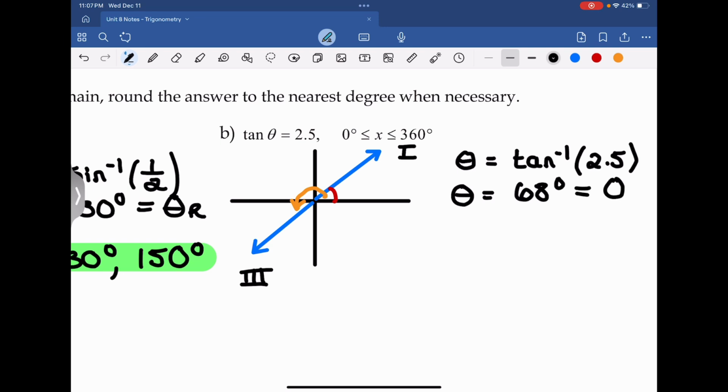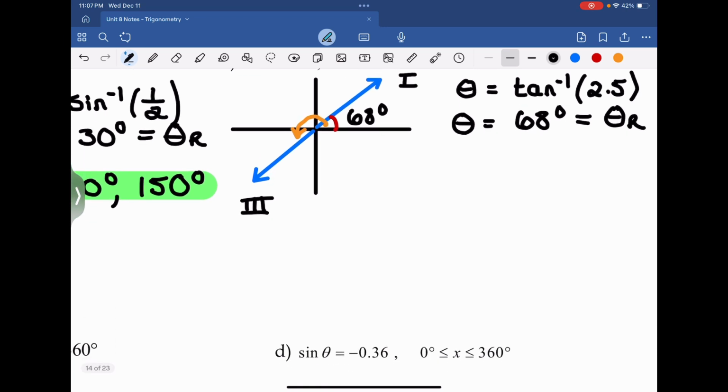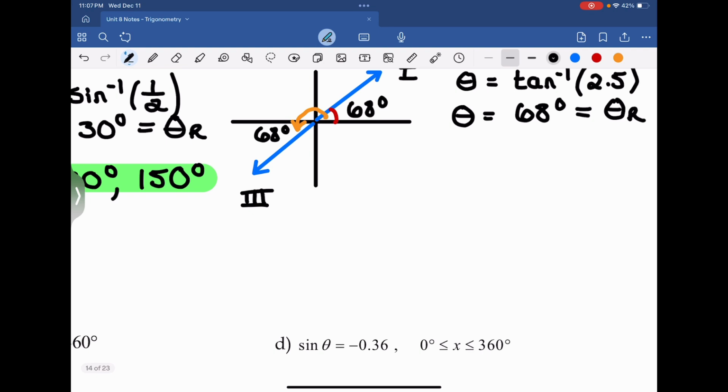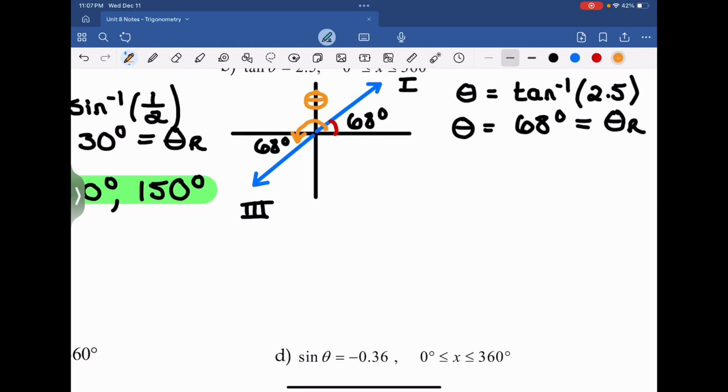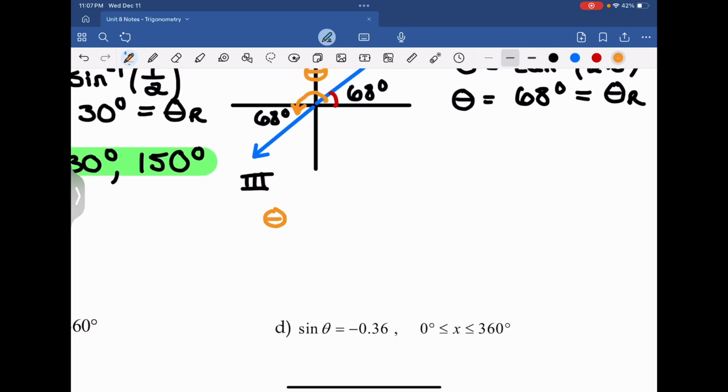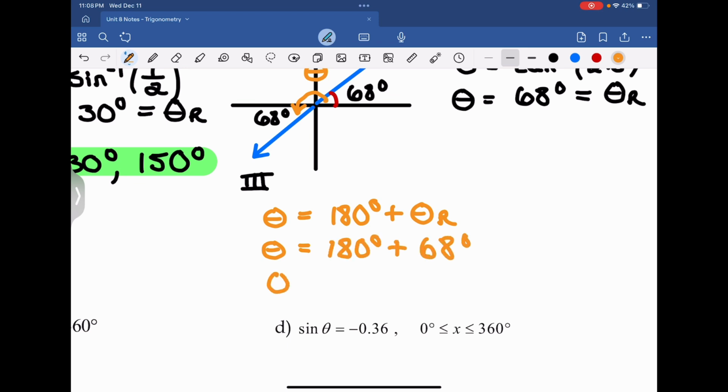Now, this is also equal to our reference angle, because that's referring to it being in quadrant 1. So we have 68 degrees, which is here. That's going to be our first solution. To get the second solution, if we also know that down here is 68 degrees, to get the full rotation that is the one in orange, we're going to go theta is equal to 180 plus the reference angle that we've just uncovered. That means theta is equal to 180 degrees plus 68 degrees.